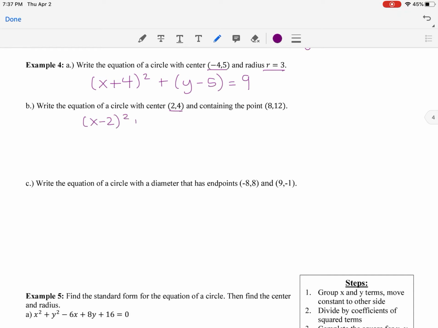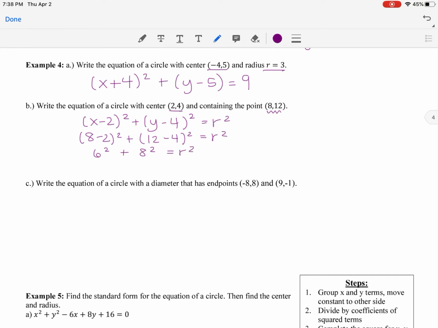Okay, this one, we know the center again, so we know (x minus 2) squared plus (y minus 4) squared. But the tricky part is I don't actually know the radius. They just tell me that we have this other point. There are a few different ways that you can find the radius. You could use something like the distance formula. But I have found the easiest way to do it is just think about that as being like an x and a y value. So plug it in for x and y into your equation. And then I can solve for my radius.